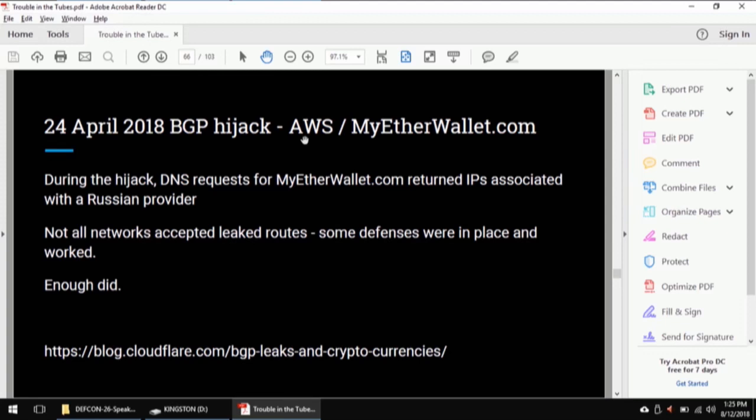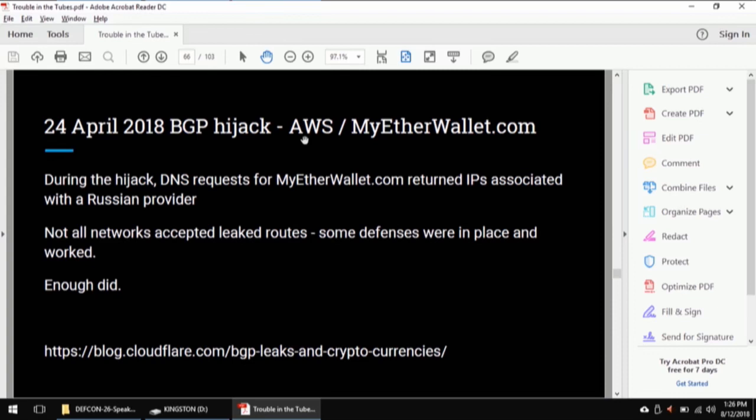Here we have in April 2018 the myetherwallet.com attack. I'm sure nobody here uses cryptocurrency, right? Yeah. During the hijack, it wasn't actually a hijack against the servers themselves. It was a hijack against the DNS infrastructure that MyEtherWallet was using, specifically AWS. And poisoned DNS requests were returned pointing to a Russian provider.